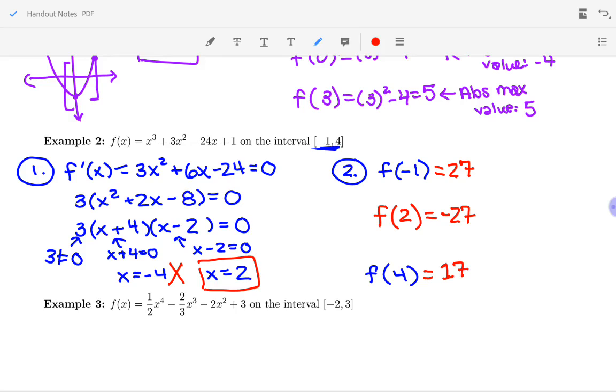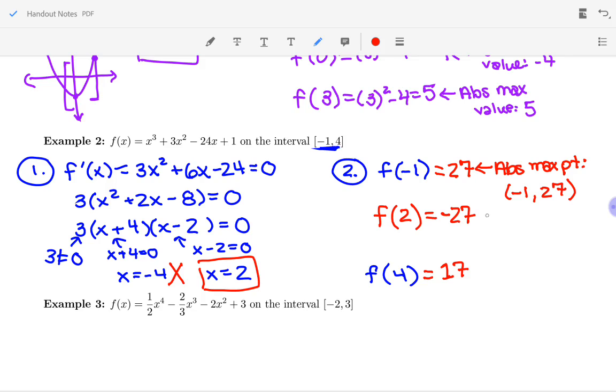So after just doing some computation, the question is, what's the absolute max and what's the absolute min? So my absolute max between 27, -27, and 17 would be 27. So this time I'm going to write it as a point. My absolute max point would be -1, 27. If it just said what's the location, that would be -1. Usually WebAssign doesn't do that. And then if it said what's the value, you would type in just 27.